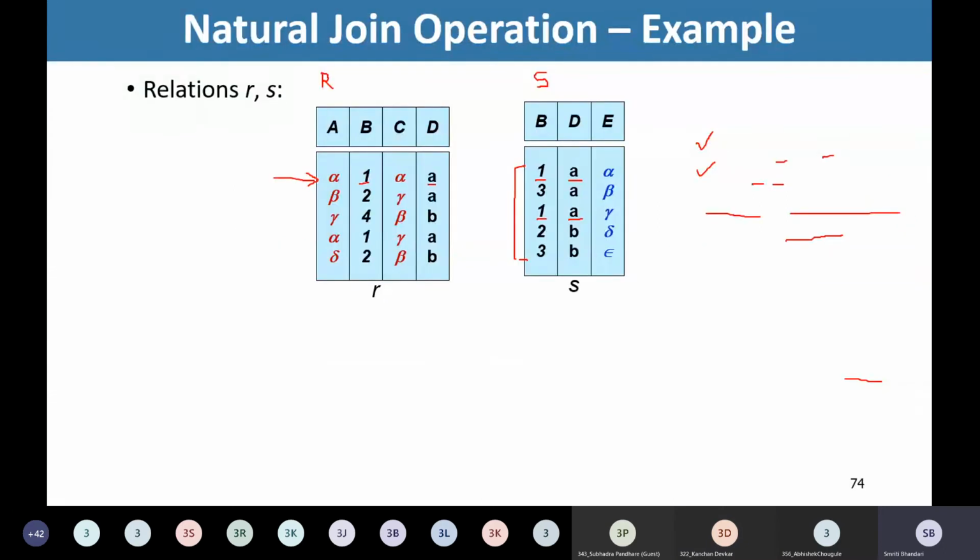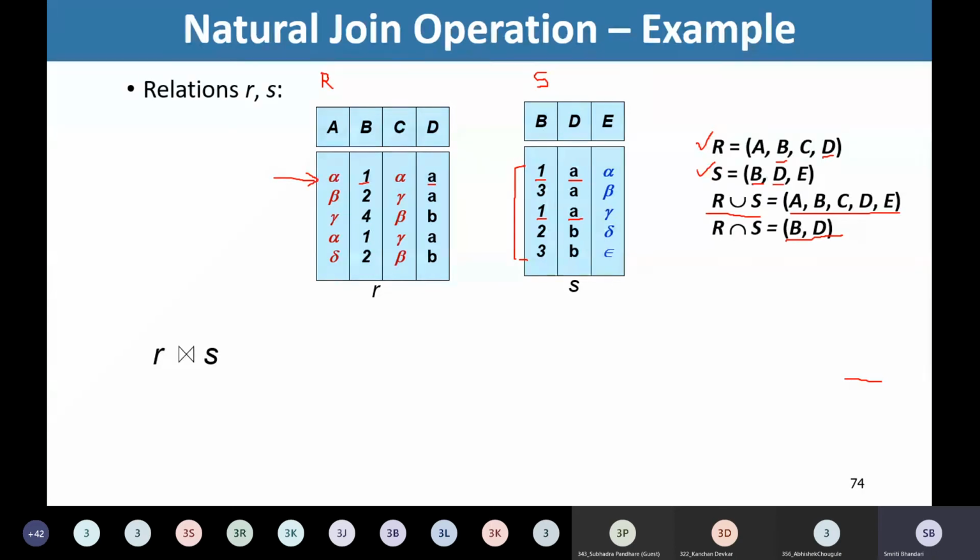Yes, ma'am. So, in this now, you please tell me, what would be the result of R natural join S in this particular case? Write down the output in your notebook. What would be the output? R natural join S.